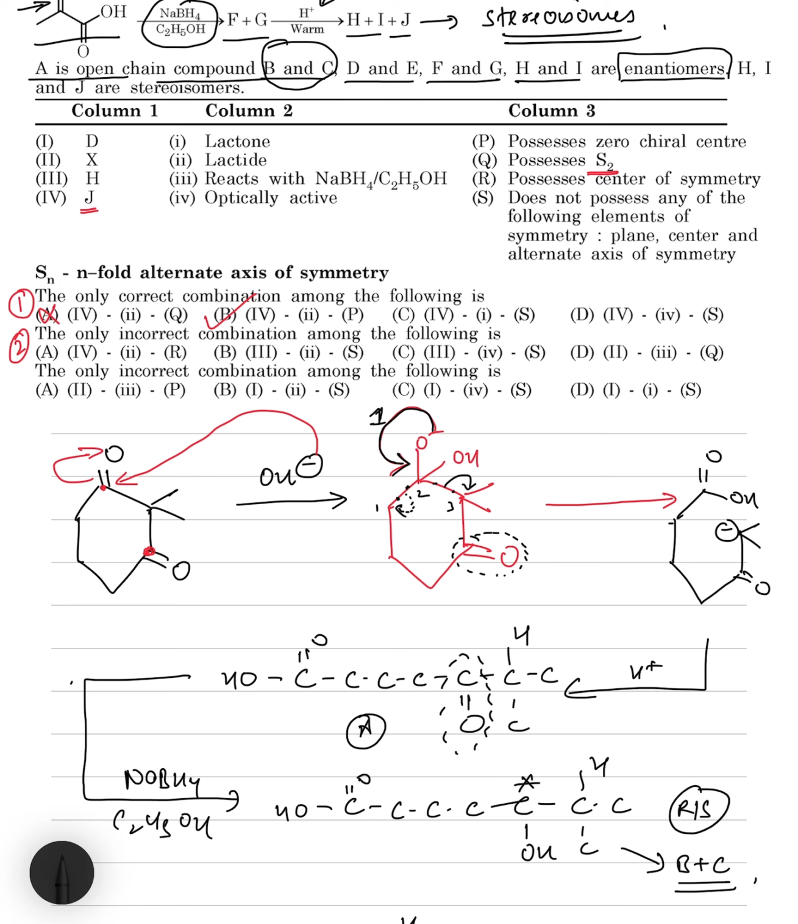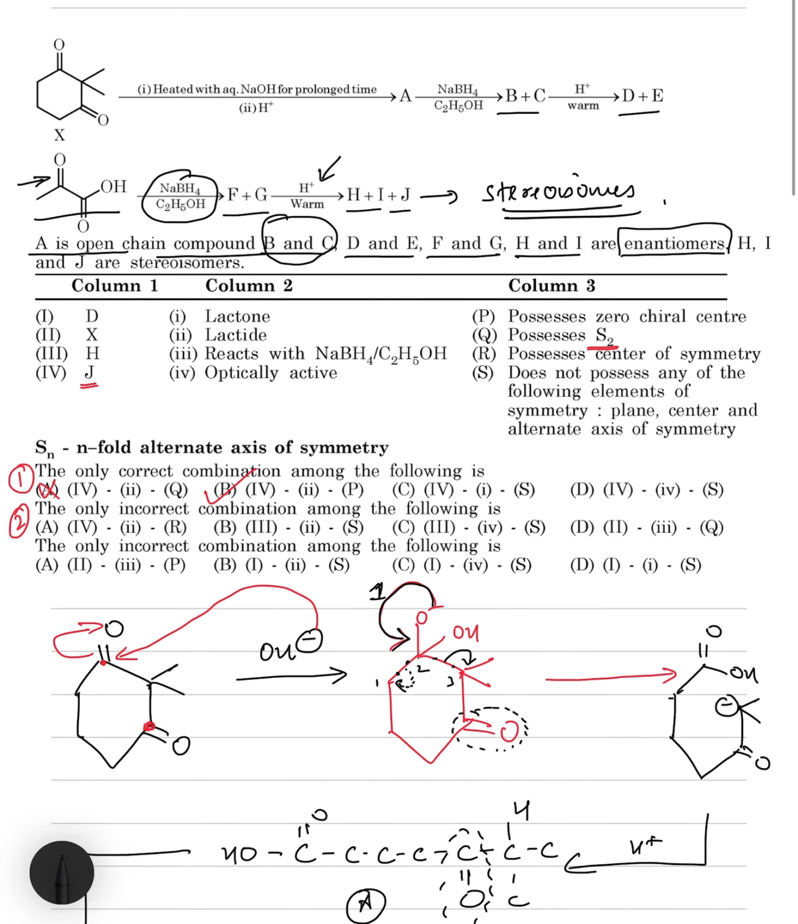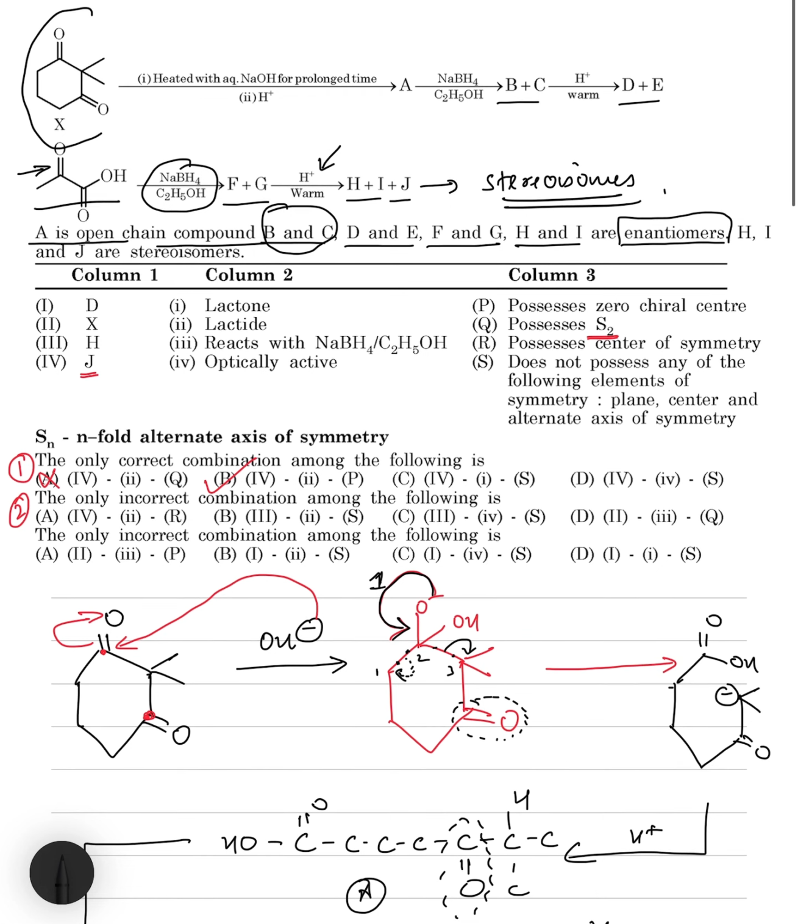Next, option C: third, fourth, and S. Third is H, and fourth one is optically active. That is correct. S is again correct because it has no element of symmetry. Option D: second, third, and Q. Now second is X, and X is the reactant only.